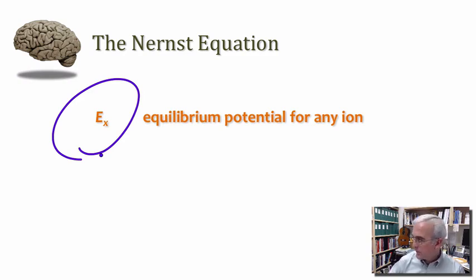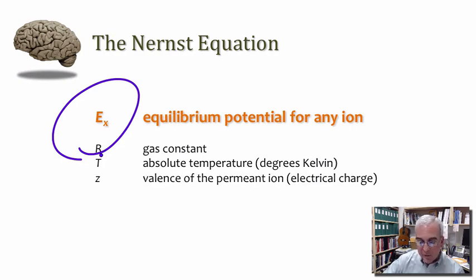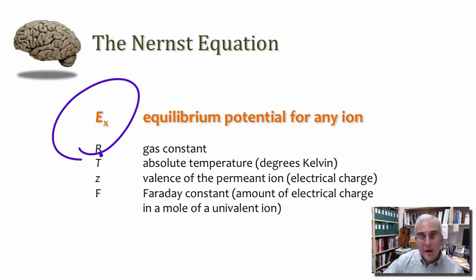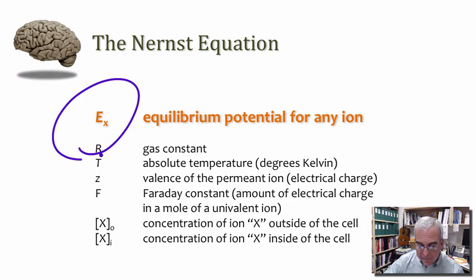Now, the more formal version of this Nernst equation includes a number of factors. It includes the gas constant, a measurement of absolute temperature in degrees Kelvin, knowledge of the valence of the permeant ion, that is the electrical charge on that ion, a factor reflecting Faraday's constant, which is the amount of electrical charge in a mole of a univalent ion that might permeate a membrane. And of course, we need to know the concentration gradient of the permeant ion, which is a function of the concentration of ion X outside of the cell and the concentration of ion X inside of the cell.